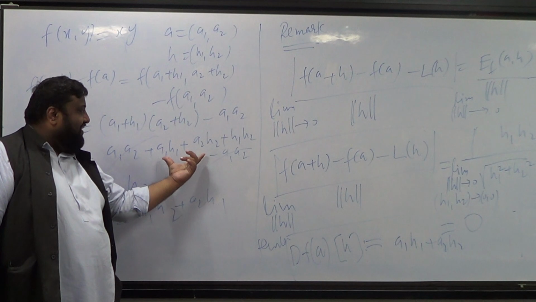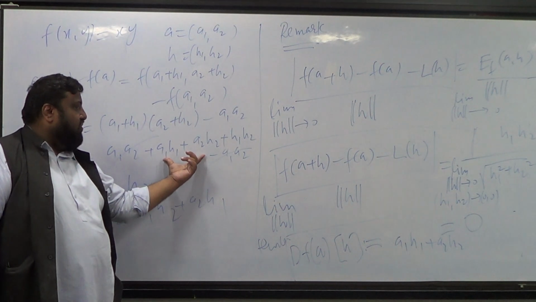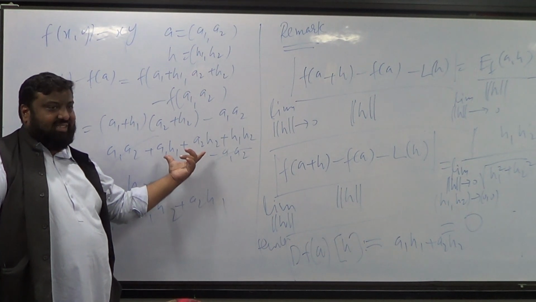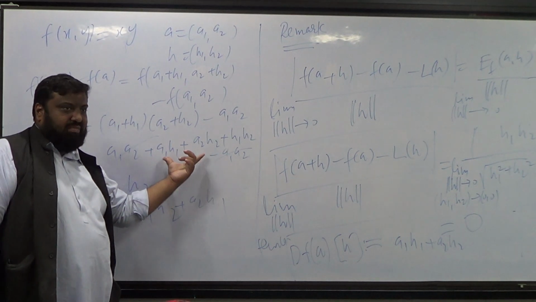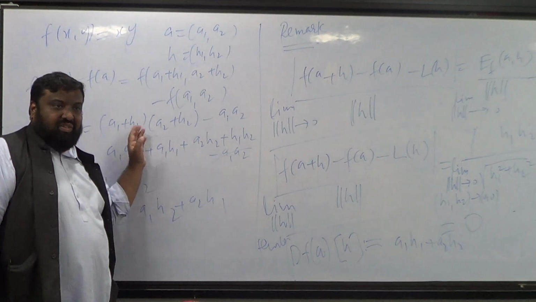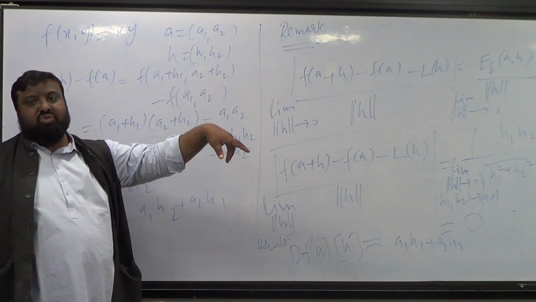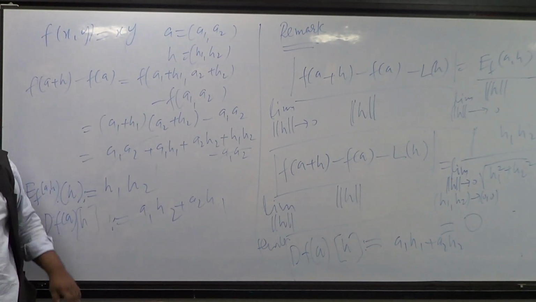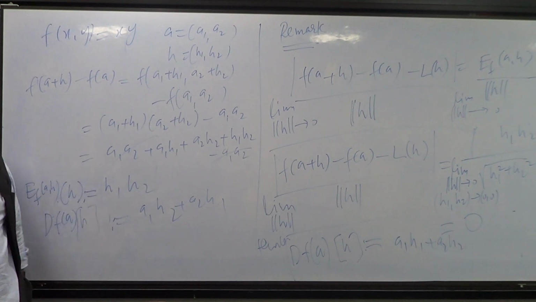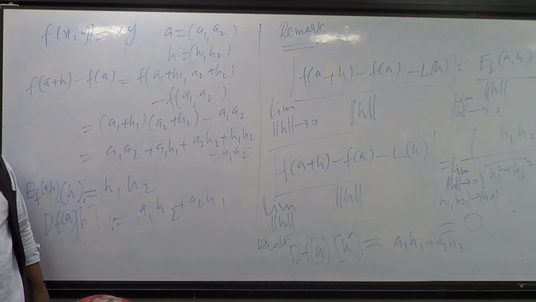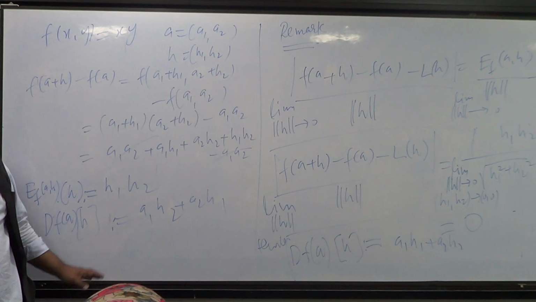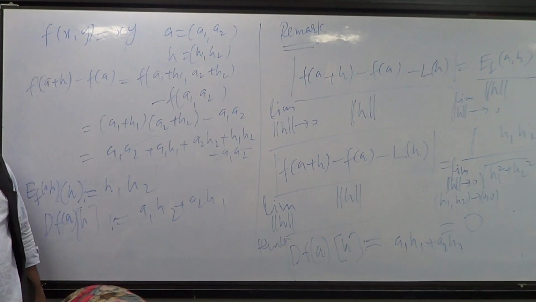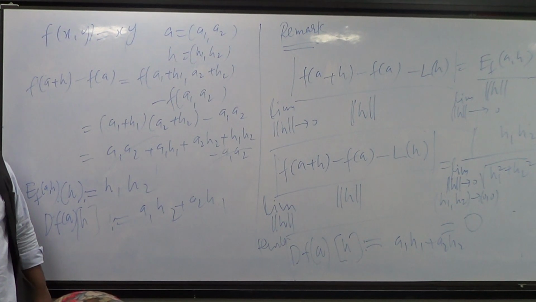Anyway, you have to make sure that whatever you keep as the error, when divided by the norm of h, should go to 0. If it is not going to 0, you have chosen something incorrect. If it is going to 0, maybe that would be a good answer. Now maybe you can ask the question: what if both go to 0 when dividing by the norm of h? Then what would happen?